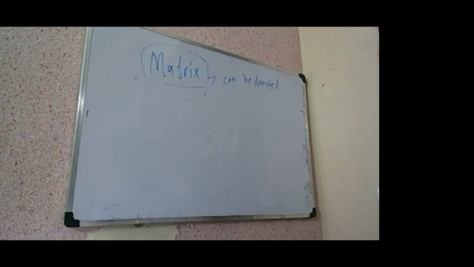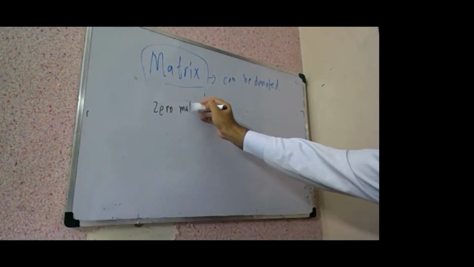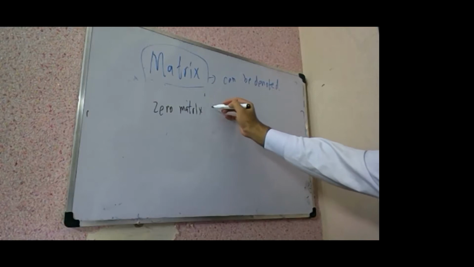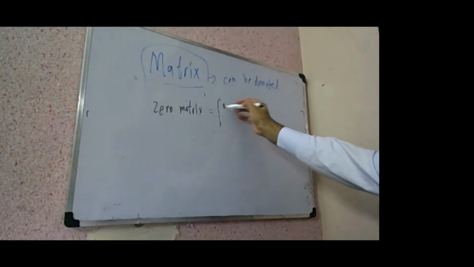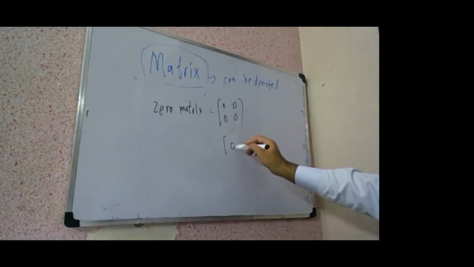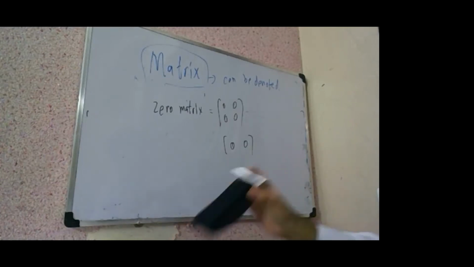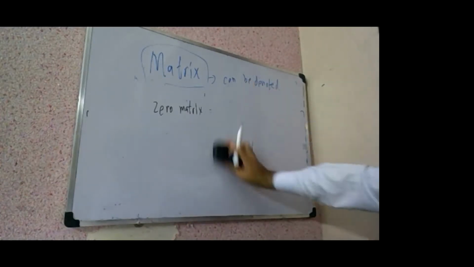If all the numbers are zero, then it's known as a zero matrix. So what is a zero matrix? Mostly it's easy because you can see it from its name, right? Zero matrix: 0, 0, 0, 0, 0. This is a zero matrix, right? This is also a zero matrix, a zero vector. So it can be any size. That's the zero matrix.